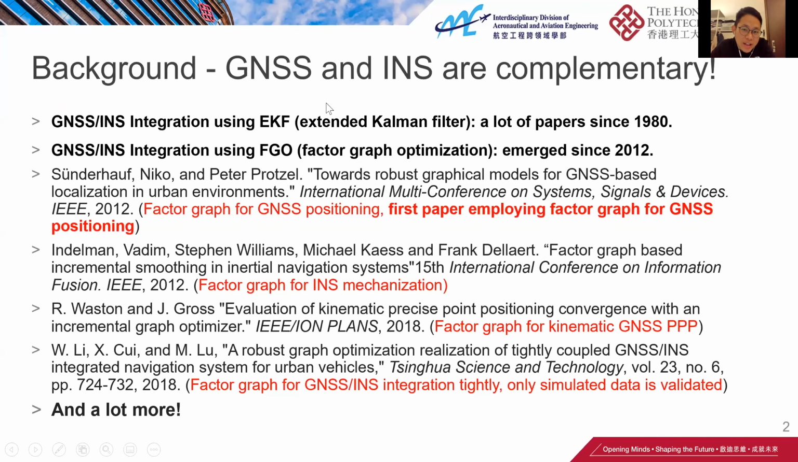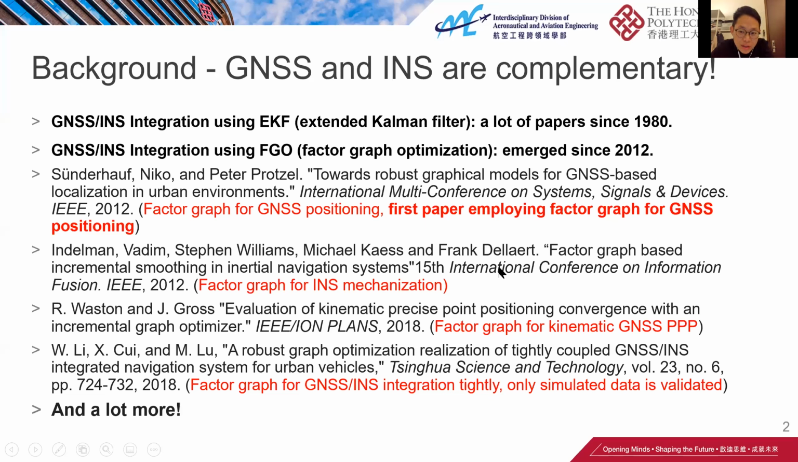GNSS and INS are complementary. Everyone has noticed that there are a lot of papers since the 1980s using GNSS and INS integrated by EKF. But since 2012, a lot of integrations use factor graph optimization. We want to highlight the first paper using the factor graph in GNSS positioning, from Nico and Professor Peter Pressel. They used a robust graphical model for GNSS-based localization in urban areas.